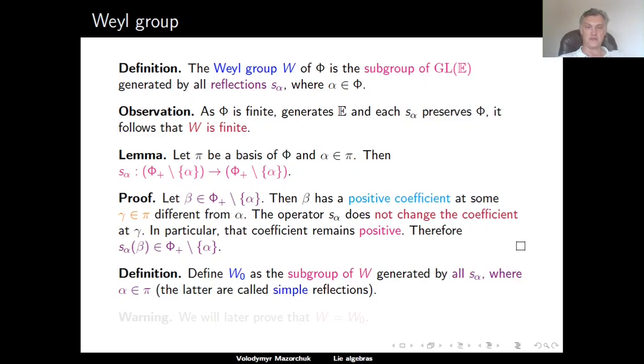Denote by W0 the subgroup of W which is generated by all reflections with respect to roots alpha in our chosen basis. Such reflections are called simple reflections. So the difference here is that the group W is generated by reflections with respect to all roots, while W0 is generated by reflections only with respect to the roots in the basis. By definition, W0 is just a subgroup of W. However, shortly we will prove that W and W0 coincide.